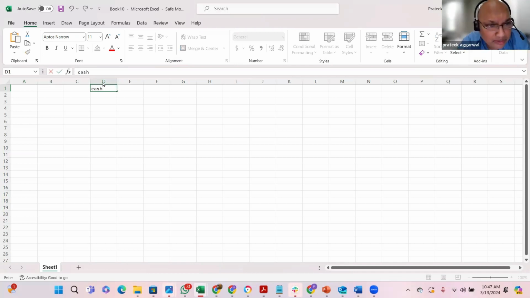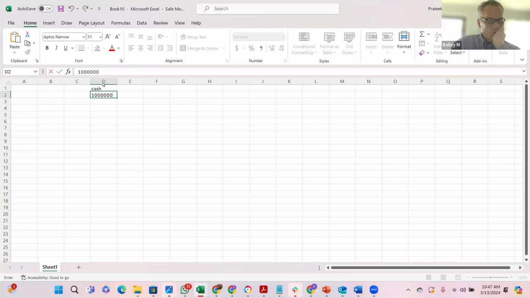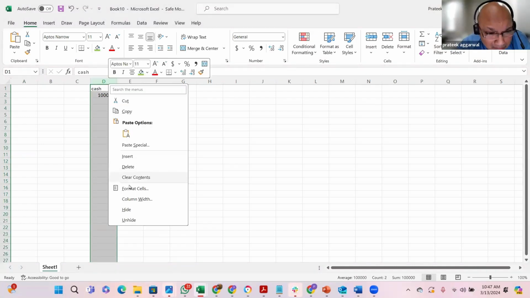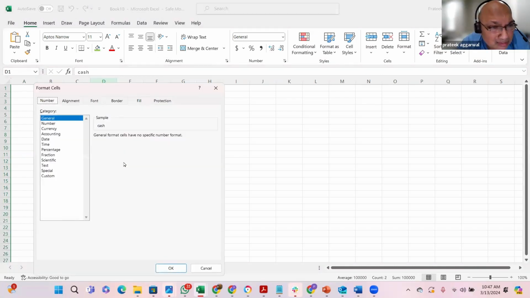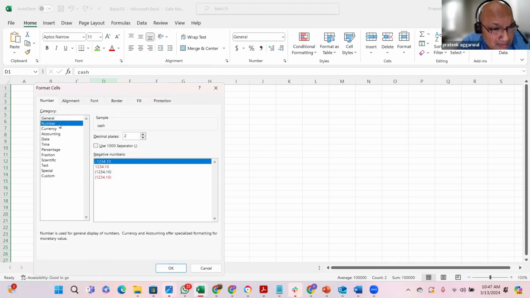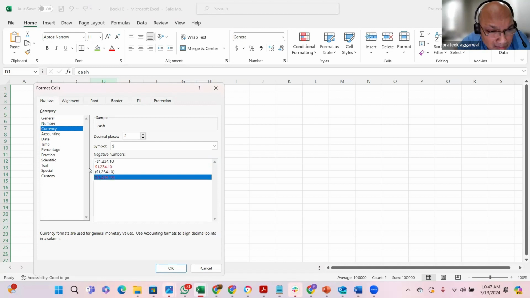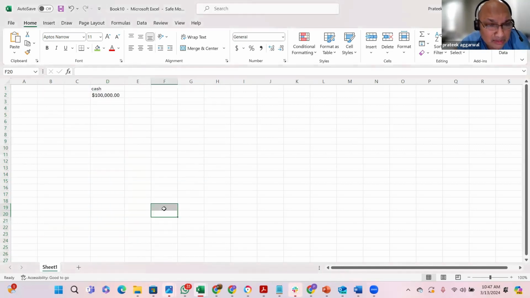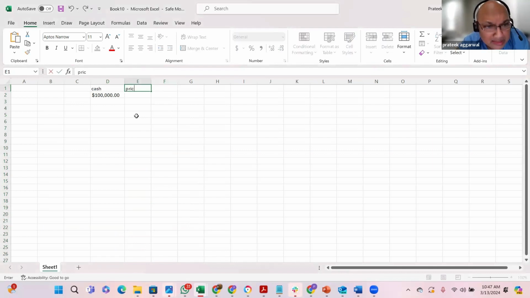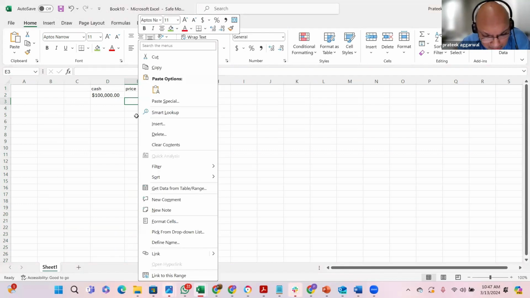So let us say you have cash worth $100,000. Format cells, number, currency. So there's $100,000 in your account, and you find a stock whose price is $50.